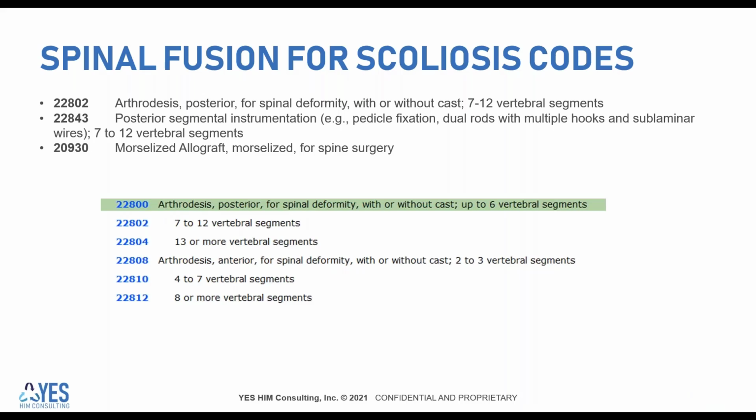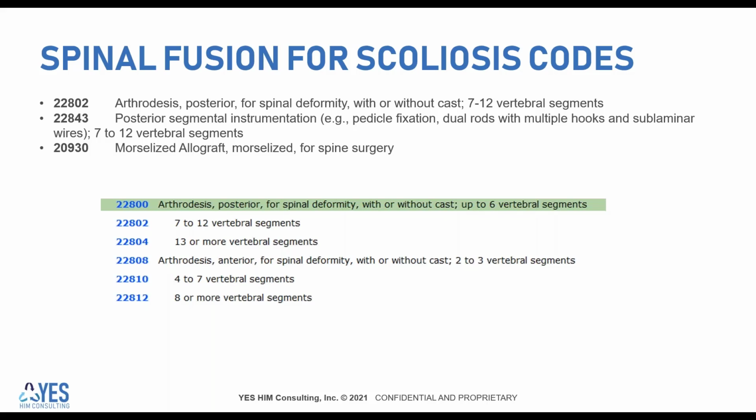So how would you code this? And if you put into your TruCode, I have a little snippet below. If you put into your TruCode arthrodesis, posterior spinal deformity, or even if you put arthrodesis, posterior scoliosis, it'll come up with the code 22800.